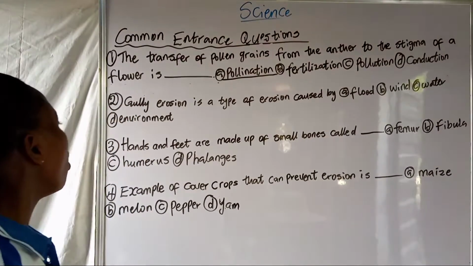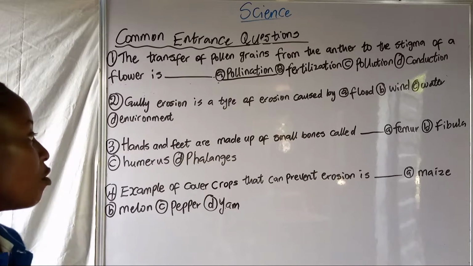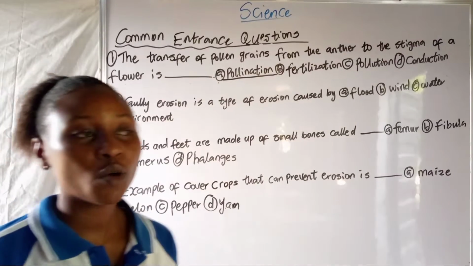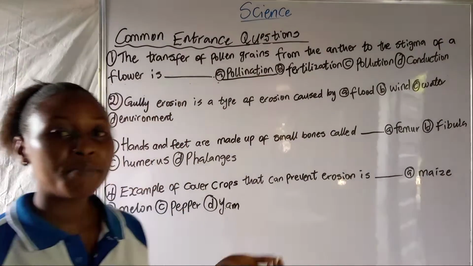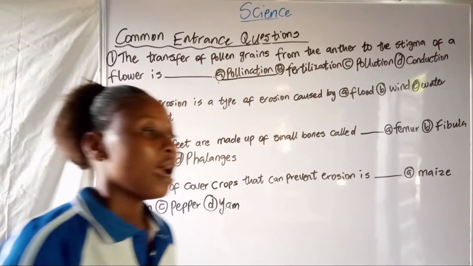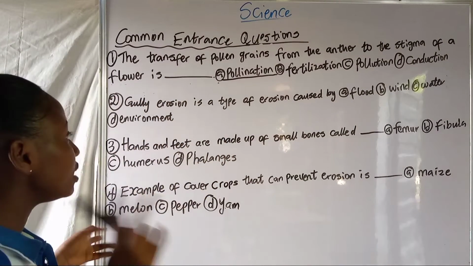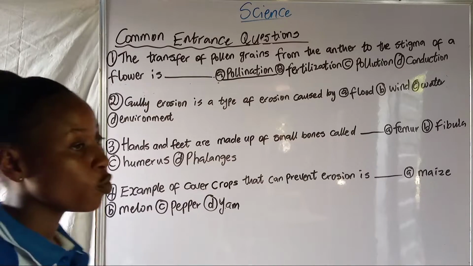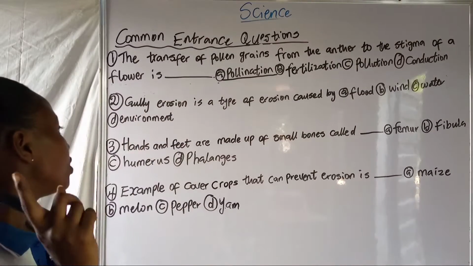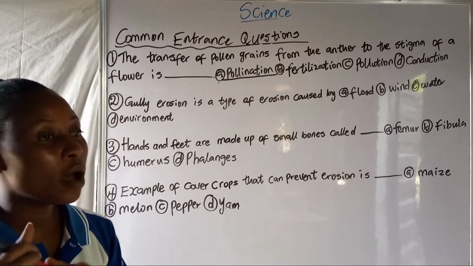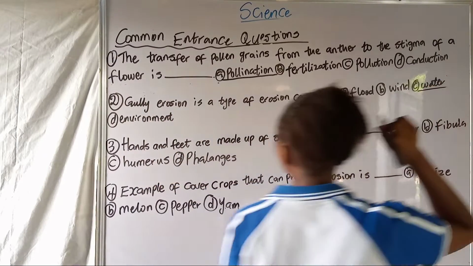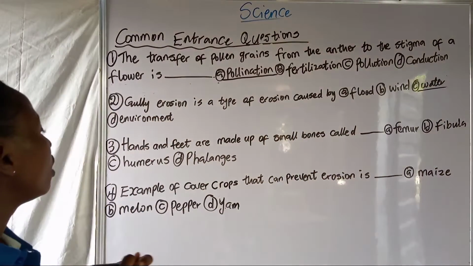Now, the second one. Gully erosion is a type of erosion caused by A, flood, B, wind, C, water, D, environment. Under the two types of erosion, we have the wind and the water. Then there was one that has its own type, which is the water. So therefore, gully erosion comes under what? Water. It is caused by water, which is our option C.